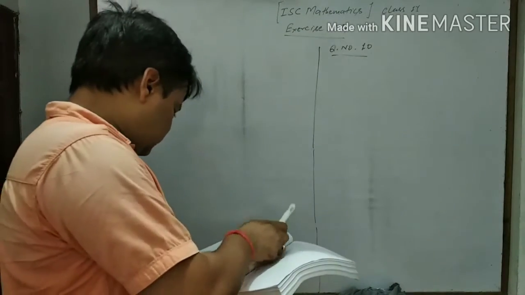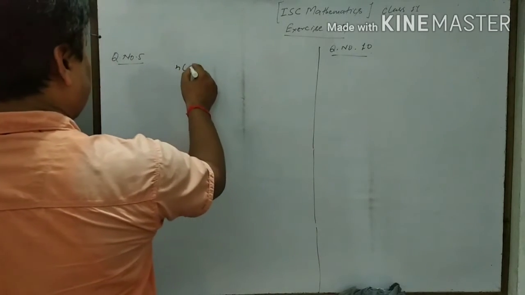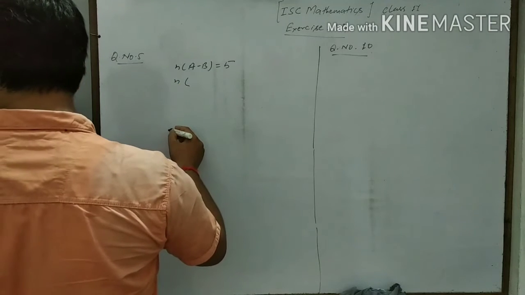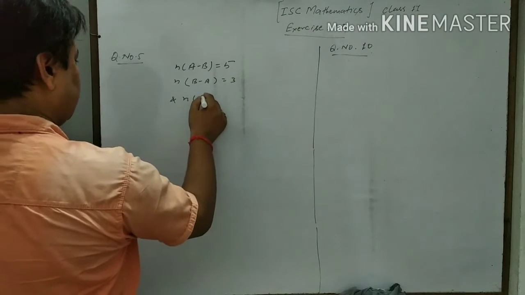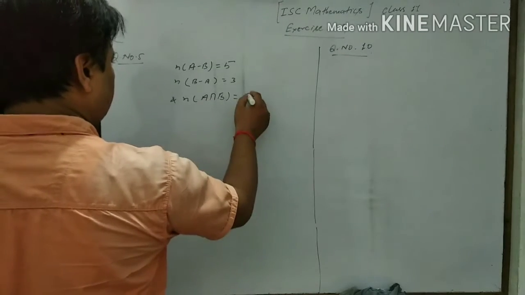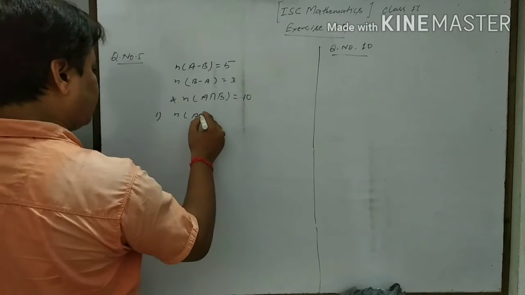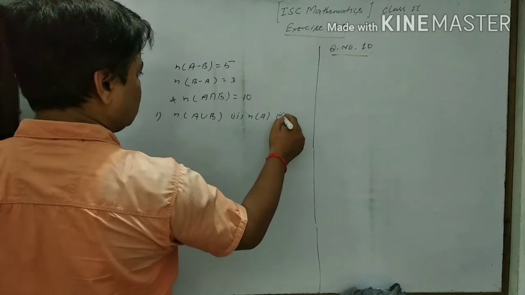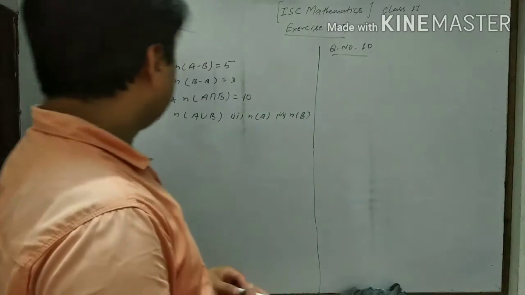The question is: if A and B are two sets such that cardinal number of A minus B is equal to 5, cardinal number of B minus A is equal to 3, and cardinal number of A intersection B is equal to 10, then we have to find, first, cardinal number of A union B; second, cardinal number of A; and third, cardinal number of set B. This is the given portion of the exercise.